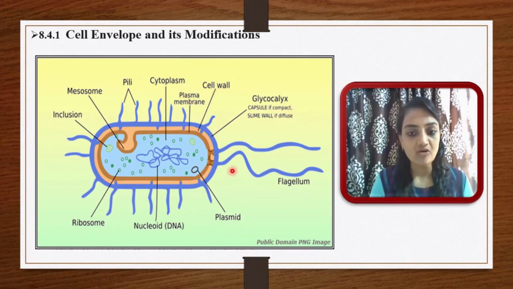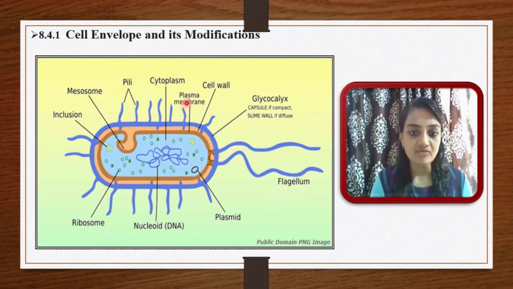Outside this envelope you can observe two to three structures. One is the pili, surrounding the cell. Then you can see this tail-like structure, which is considered a flagellum. This is a very important structure.